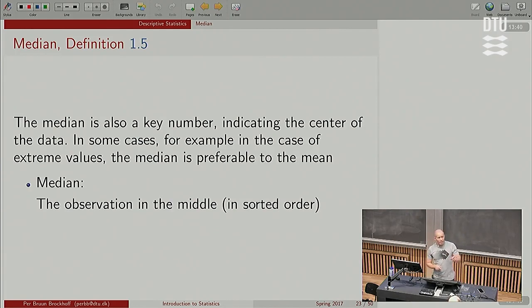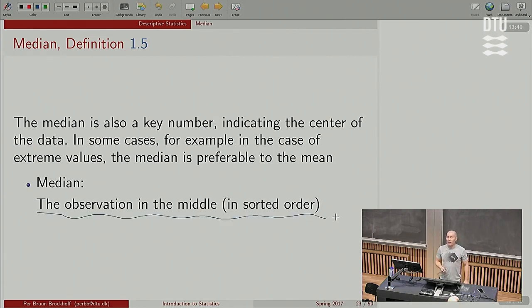The median is similarly trying to tell a story about the middle of the data, of the distribution, if you want, but in a different way. The median is the middle point. There are different ways to say the same thing.